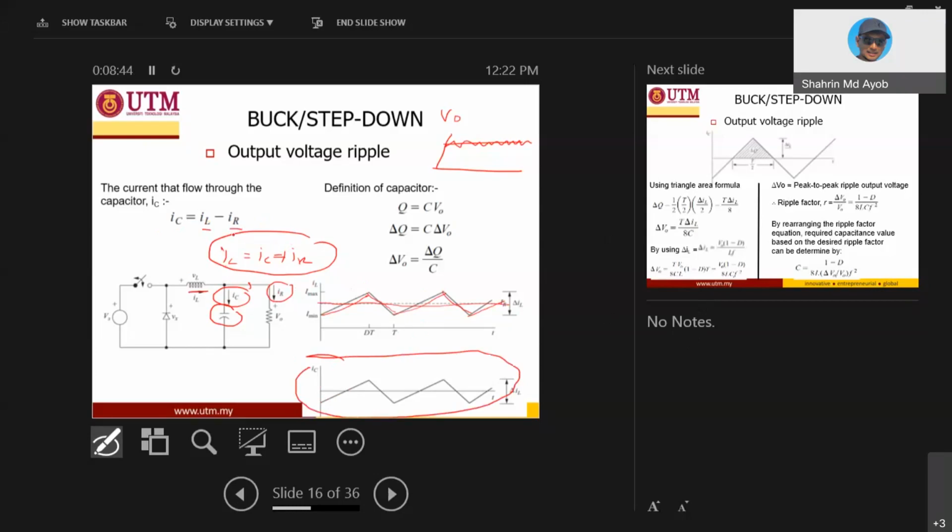That's why you have an IC waveform like this. Actually you take IL and minus it with IR. IR is actually V out over R, a constant. So you just subtract, and you will have this current ripple. So that is your IC. Can you see? Sorry for that, I cannot raise it any higher.